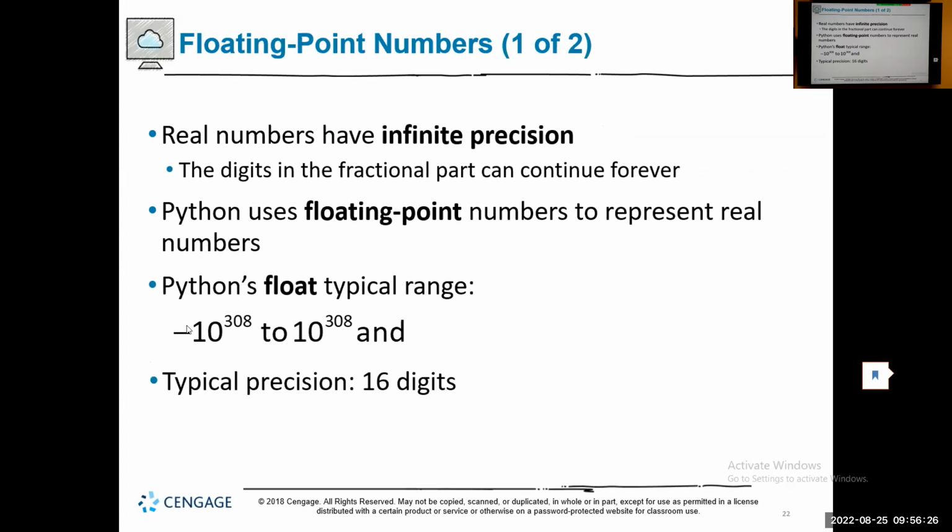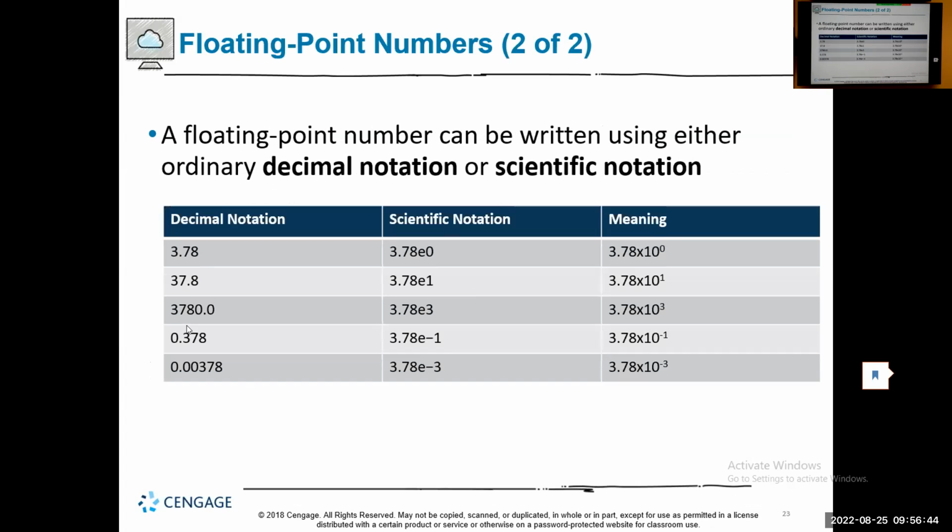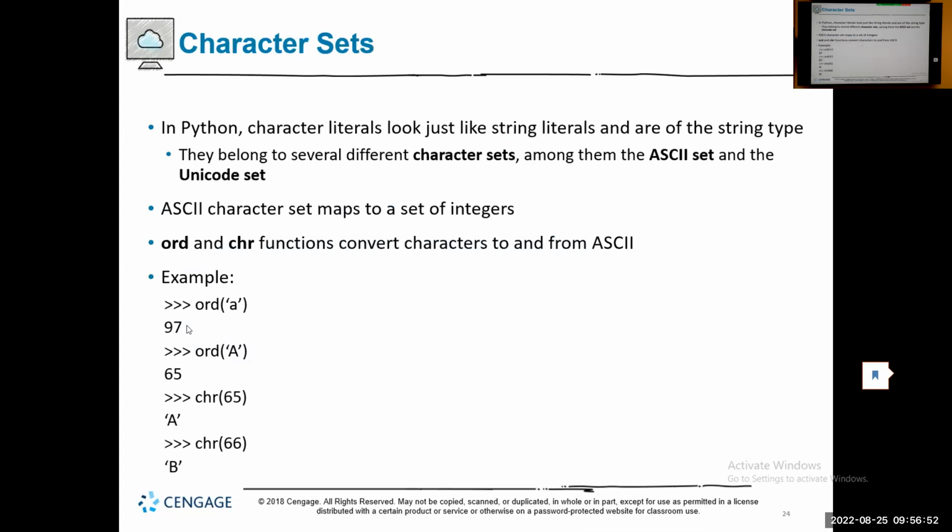And again, a real number can also go to infinite precision here. It can have many decimal points after that. And in Python, that is the range of the floating point here. And normally, typical precision is 16 digits. Okay, so it can be written using decimal notation or scientific notation. This one, I do not go into detail. You know that one, obviously.